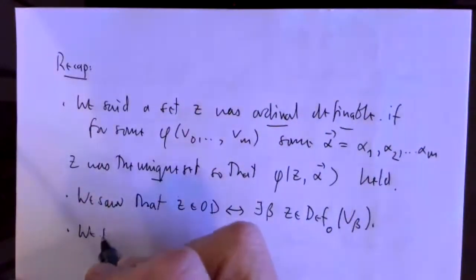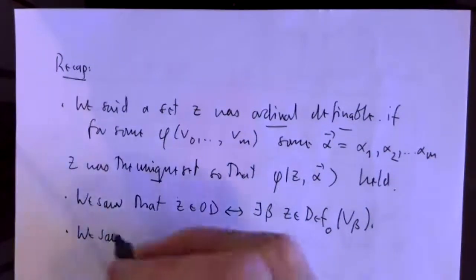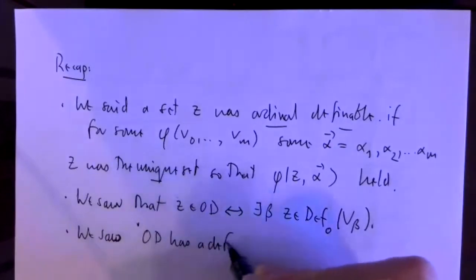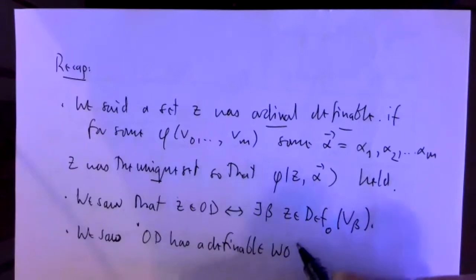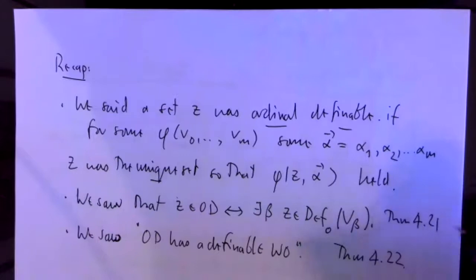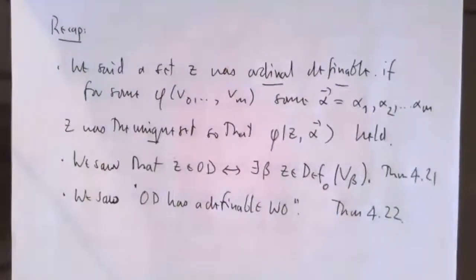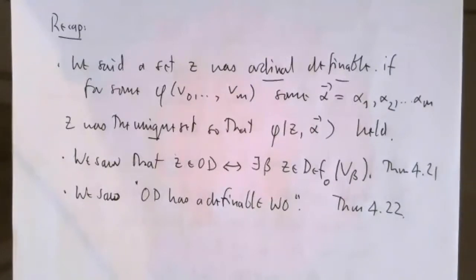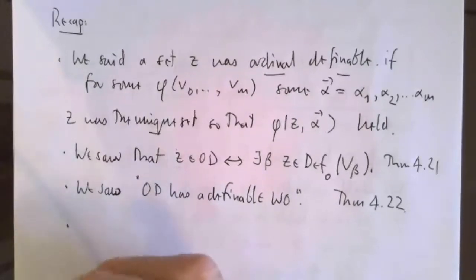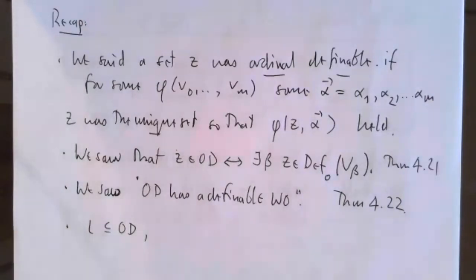So what else did we see? We saw that there was a globally defined well order of OD. So it has a definable well order. This was theorem 4.22, and this was theorem 4.21 here. And we saw various other facts. We saw that L was contained in OD. And then we were looking at the definition of HOD.